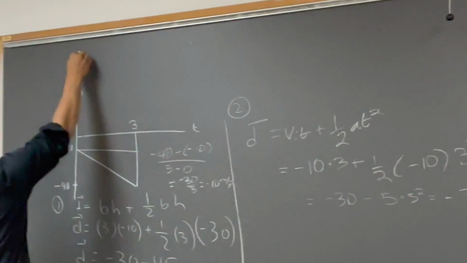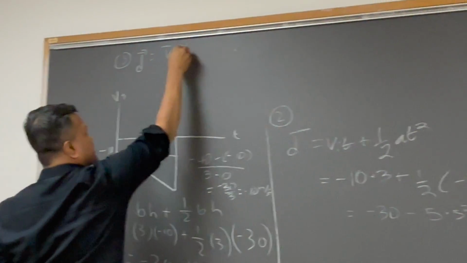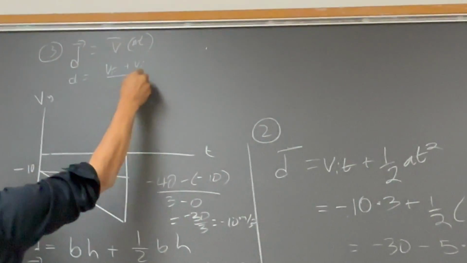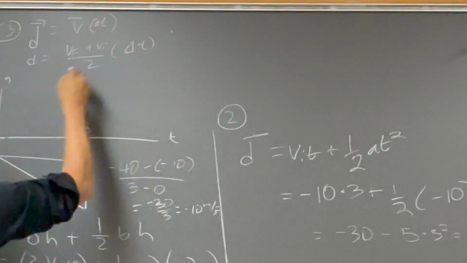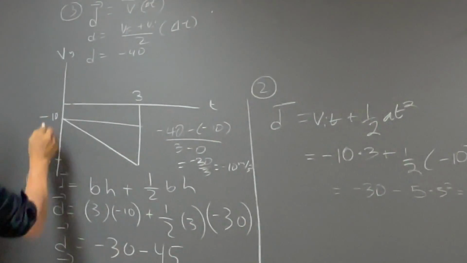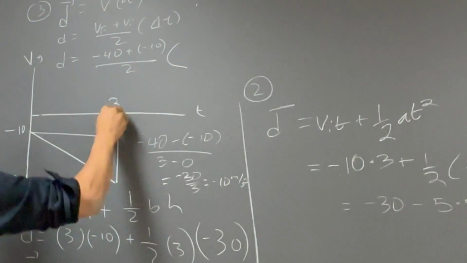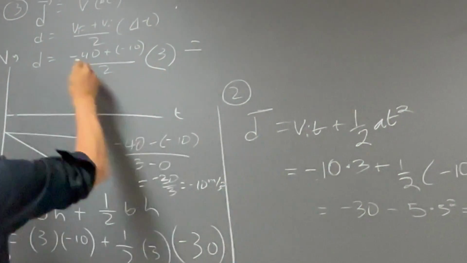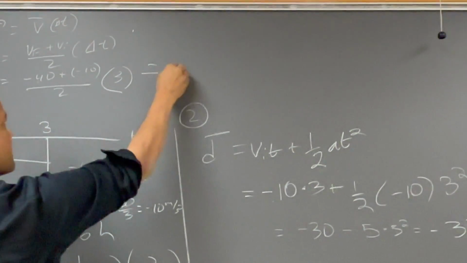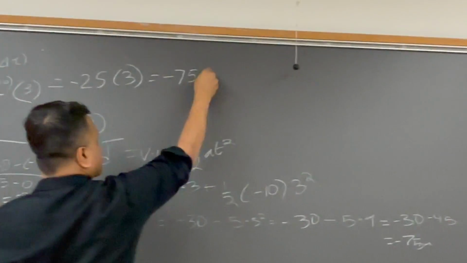I'm going to do the third way. I'm going to say displacement is average velocity times delta t. So average velocity is Vf plus Vi over 2 times delta t. Okay, so what is Vf? Vf is negative 40. What is Vi? Vi is negative 10. Divided by 2. What is delta t? Delta t is 3. So what do we got? Negative 40, negative 10, negative 50 divided by 2, negative 25 times 3, negative 75 meters.